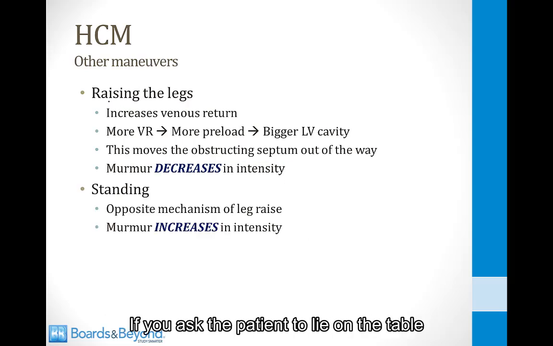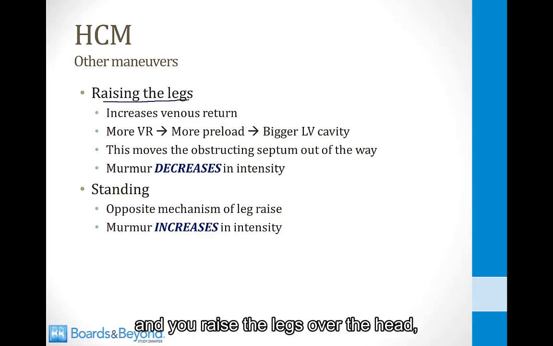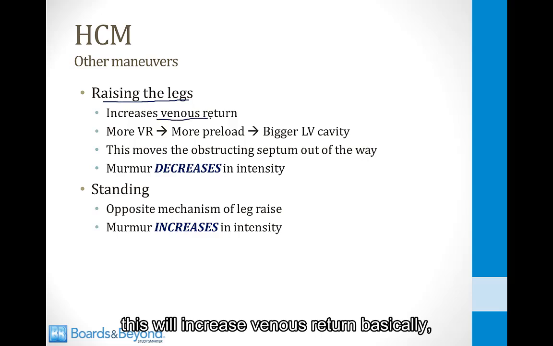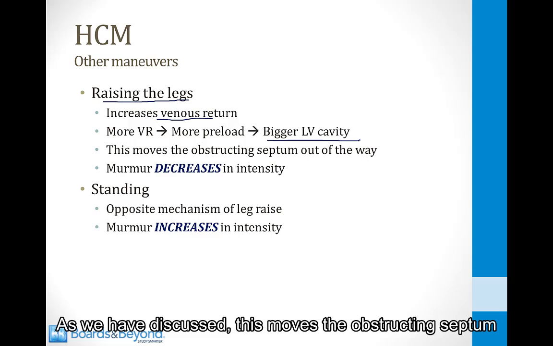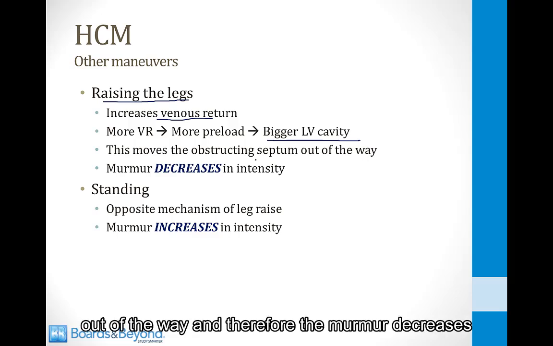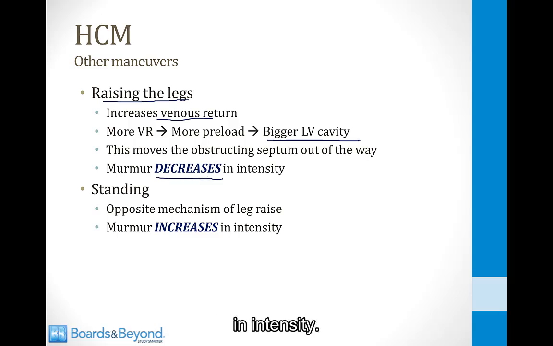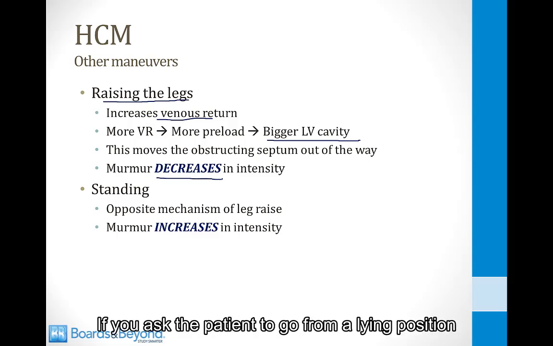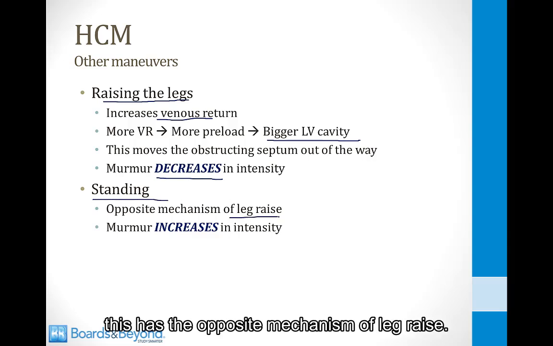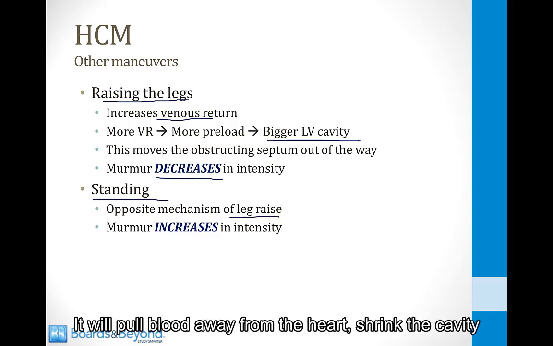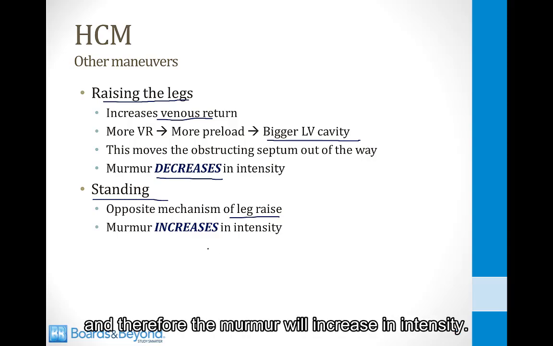If you ask the patient to lie on the table and you raise the legs over the head, this will increase venous return. Basically, it pours blood back towards the heart. More venous return means more preload, which means a bigger left ventricular cavity. As we have discussed, this moves the obstructing septum out of the way, and therefore the murmur decreases in intensity. If you ask the patient to go from a lying position to a standing position, this has the opposite mechanism of leg raise. It will pull blood away from the heart, shrink the cavity, and therefore the murmur will increase in intensity.